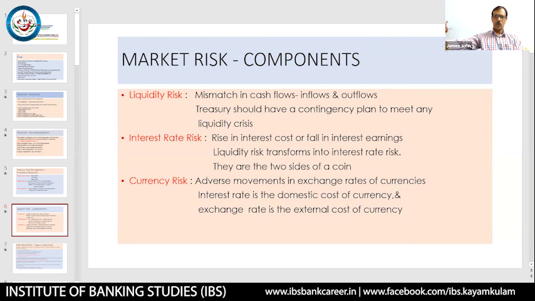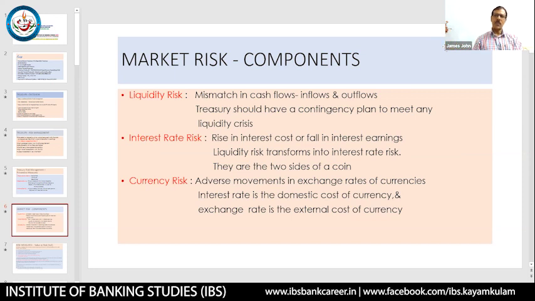Whenever they go to the interbank market and request, I want a 100 crore loan, then naturally the person who has funds will raise the interest rate. If the ruling rate is say 4% or 5% in the call money market, they will say, if you want, you give me 6% or 7%. Then it transforms to interest rate risk, because the bank has to borrow at a higher rate of interest. That's what we call interest rate risk, and liquidity risk and interest rate risk are two sides of a coin. If there is a liquidity risk, it transforms to interest rate risk, and if there is an interest rate risk, it transforms to liquidity risk.